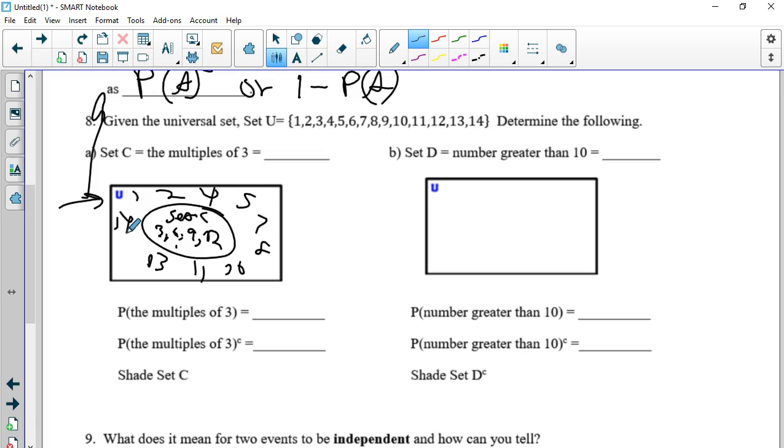Now, what is the actual set? The numbers in the circle? 3, 6, 9, 12. And I put that funky little brace here. And my 12 looks like a 13, so there.